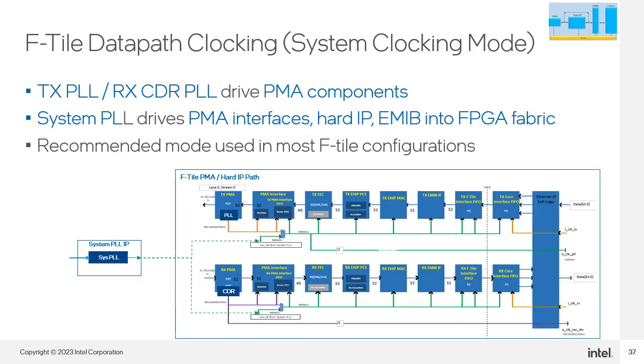System PLLs are the recommended way, in most F-Tile configurations, to clock the digital data path stream of a channel. This is similar to the channel PLL found in the older E-Tile, except the system PLL is a separate resource. When using the system PLL, the TX and RX CDR PLLs drive most of the PMA up to the PMA interfaces. These are shown in the orange and purple lines in the graphic. The system PLLs drive the PMA interfaces, the hard IP, the EMIB, and on into the FPGA fabric. Using the system PLL supports the maximum data rates of the F-Tile.